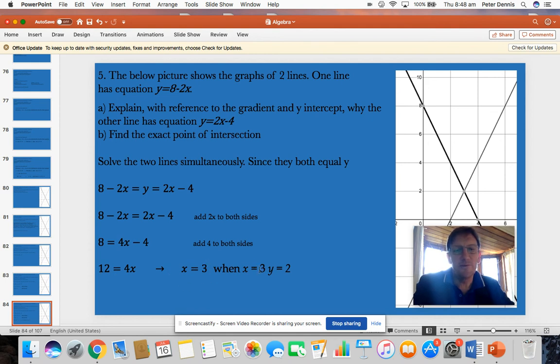When x equals 3, we know that y equals 2 because we can put it into this one if we want. When x equals 3, 2 times 3 is 6, minus 4 is 2. What would happen if we put it into the other one, I wonder? Would we get y equals 2 as well? That's the whole point. We should. So 8 minus 2 times 3, if x is 3, 2 times 3 is 6. 8 minus 6 is 2. Yep, perfect. Thanks.